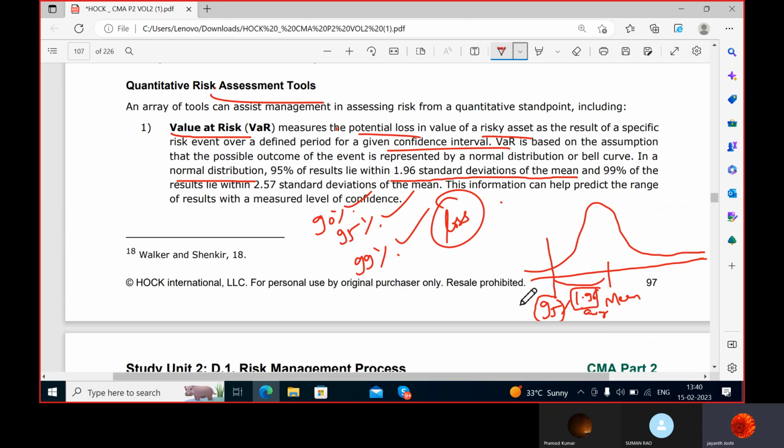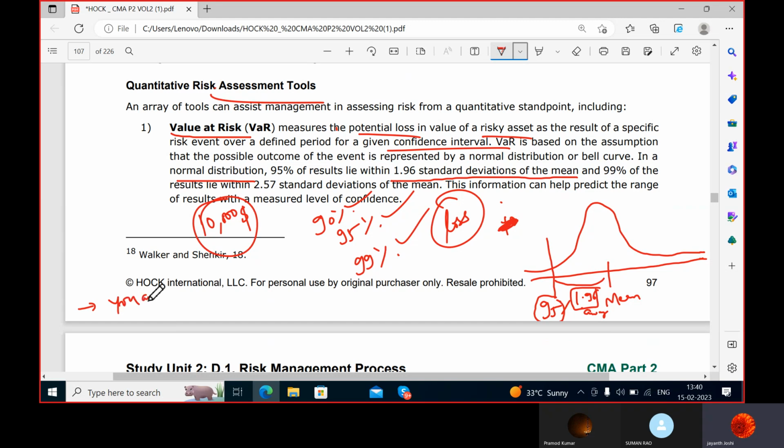Suppose there is a loss on a given day. Suppose you invested in some mutual fund or some portfolio, and you are assuming that your loss can be 10,000 on some given day. So how will you interpret this with respect to VAR? You can understand this statement.